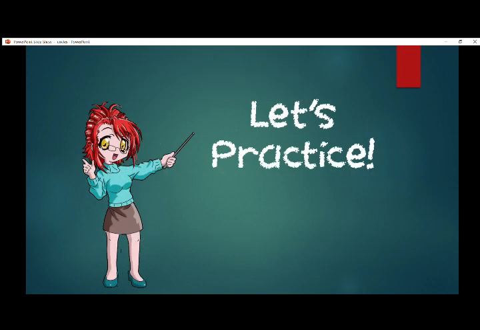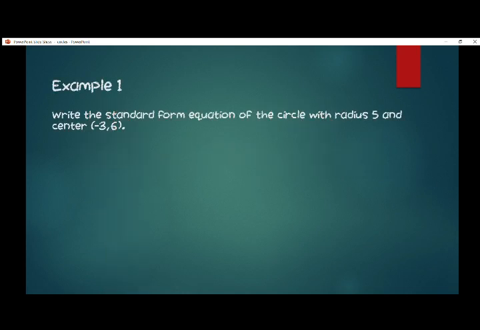So, let's practice writing or finding the standard form of the equation of the circle. For example number 1, write the standard form equation of the circle with radius 5 and center at point -3 and 6. Sulat muna natin yung mga given natin. So, sabi sa problem, ang ating radius is 5. And then, ang center natin is -3 and 6.